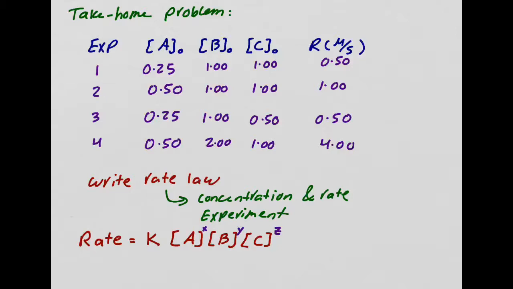If I come over here, what is going on? From experiment 1 to 2, what happens to the concentration of A? You can see that the concentration of A is doubled. Now, what happens to the rate when the concentration is doubled? You go from 0.5 to 1. So the rate is also doubled. Do you guys see that?